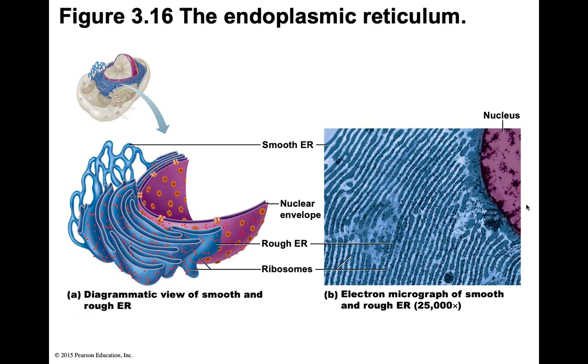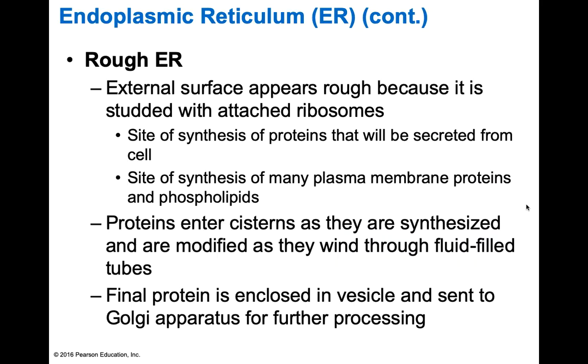So as I said, it's a continuation of the nuclear membrane. And then you can see where you have the smooth ER, there are no little dots or ribosomes on it. Whereas if you have the rough ER, that has a bunch of dots, which are ribosomes attached to it. So the rough ER, this is where we have our ribosomes attached. So it's the site of synthesis of proteins that are going to be secreted from the cell. We also make proteins that are going to be present in the plasma membrane, so not necessarily secreted for release, but they're just secreted to the other side of our cell membrane.